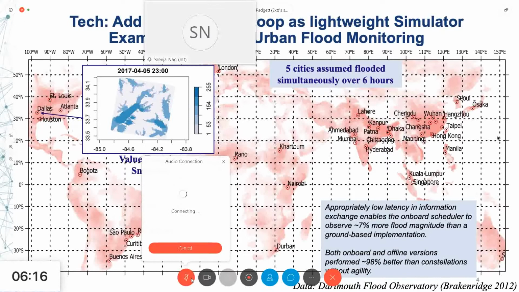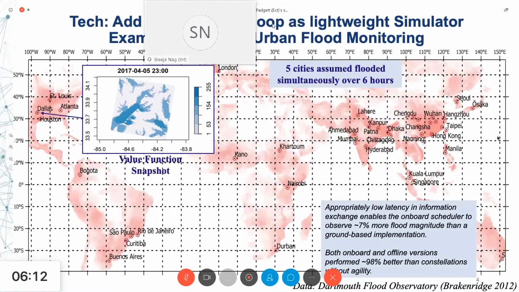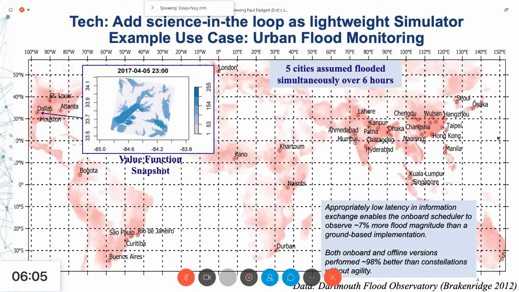as a value function, spatio-temporal invariant value function. The snapshot is shown on the left. And we were able to show that with this onboard scheduler, we can observe 7% more flood magnitude than a ground-based scheduler. And either approach observes 98% better than constellations that just stare straight down and do not have agility. Next slide, please.